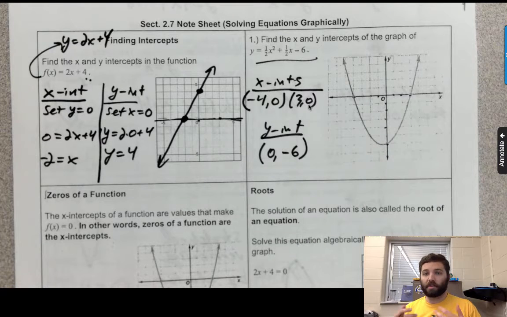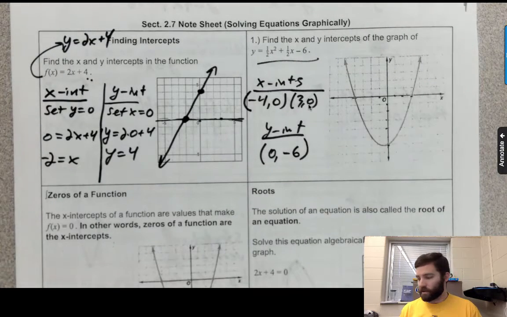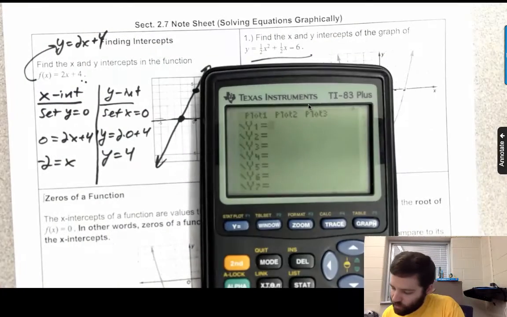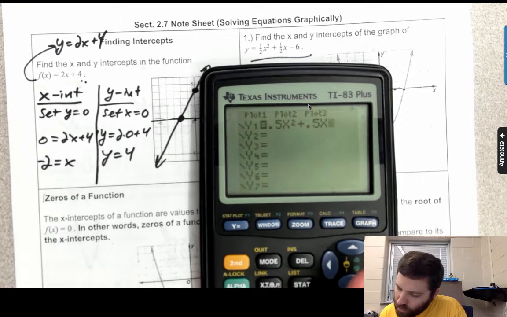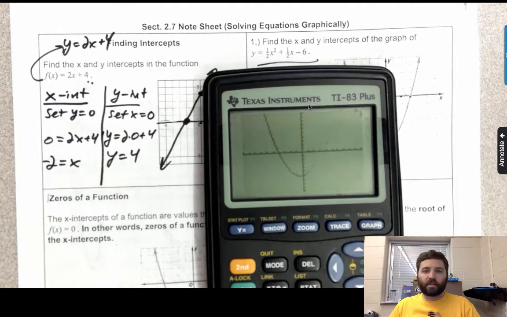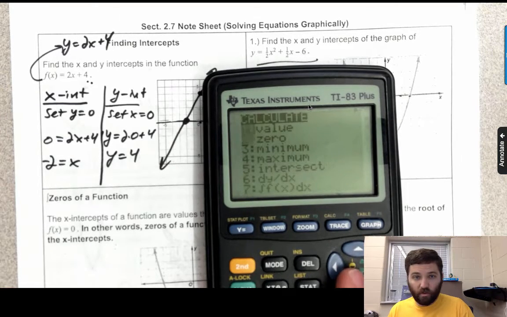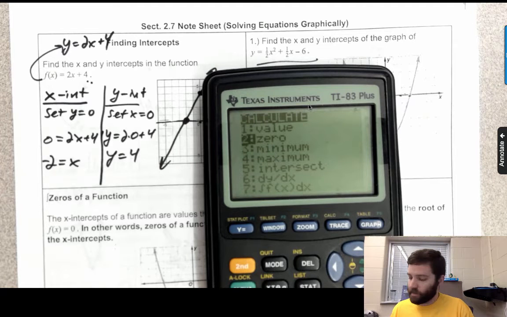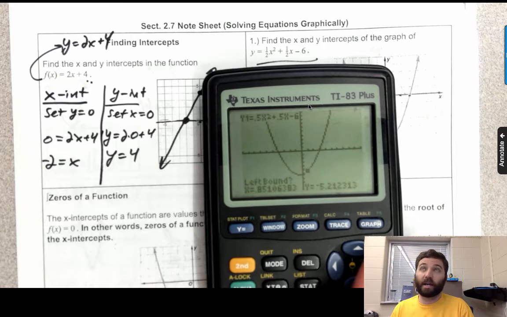When you graph this in Desmos, it's as simple as clicking or tapping on the intercept and the point will pop up. It's not quite as straightforward in the graphing calculator. Let me show you real quick. If you put in 0.5x squared plus 0.5x minus 6, you will get the graph that looks the same. Sometimes you can see it perfectly from the graph. Sometimes, to find the intercepts, you need to use the zero finder. And a zero, as we'll talk about in a second, is the same thing as the x-intercept.